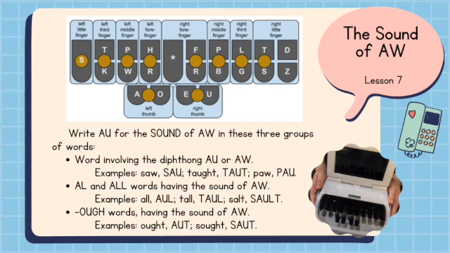For example, we have "ought," so that's diphthong O, final T, and then "sought," initial S, diphthong O, final T. So again, that's diphthong O. We write the vowels A and then U. That is for the sound of O.